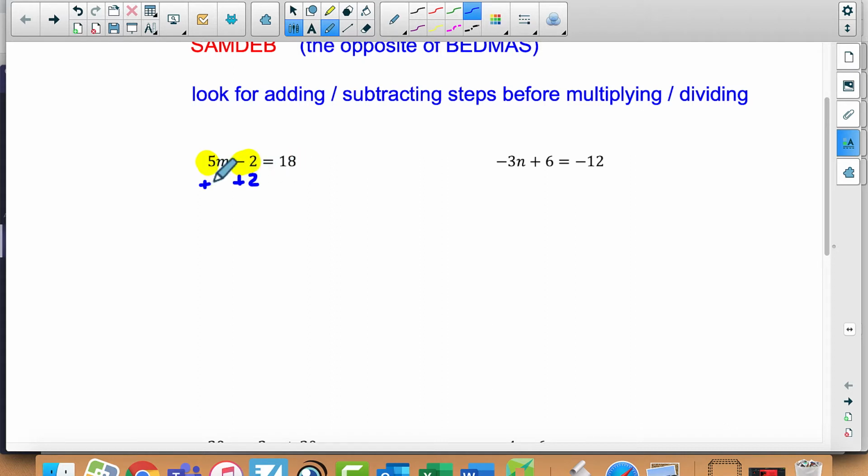Now don't put it here. That's not the other side. That's the same side. You just added 4 to this side and nothing to the other side. That's wrong. If you're going to add 2 to this side, add 2 to the other side of the equal sign. And there you go.